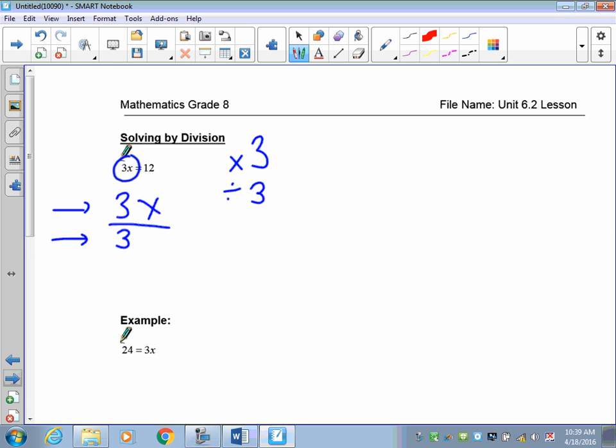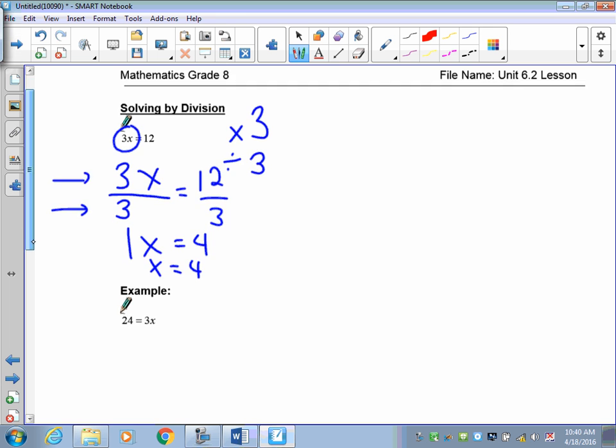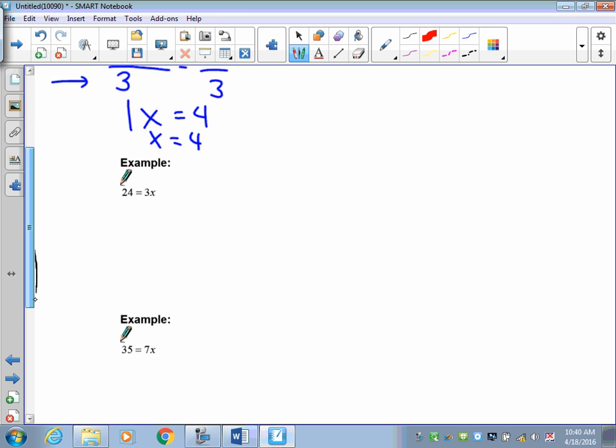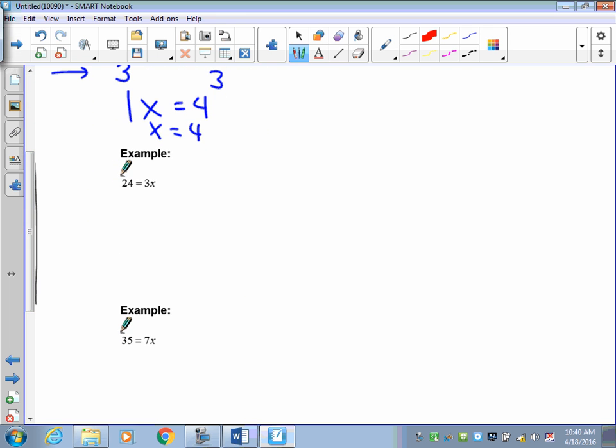Well, I got 12 on the right-hand side. I want to separate them out into 3 groups also. All right? Now, 3 divided by 3 is 1. So one of those x's is equal to 4. And that's where our grouping would come in. So x is equal to 4. All right? So let's have you try this one here, and then we will continue with the third one. So let's pause the recording and do the next one.